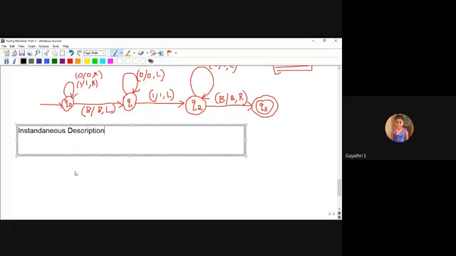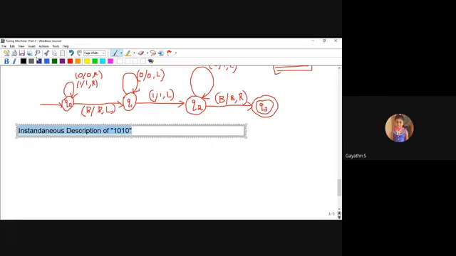Whatever homework I give, just make use of it. This is in your hands only, not in my hand. If you work on homework problems, you will definitely have some clear idea. Okay. Instantaneous description of 010. So this is your homework.